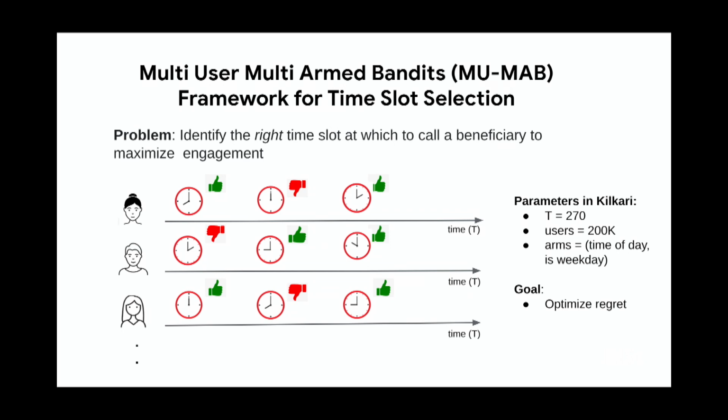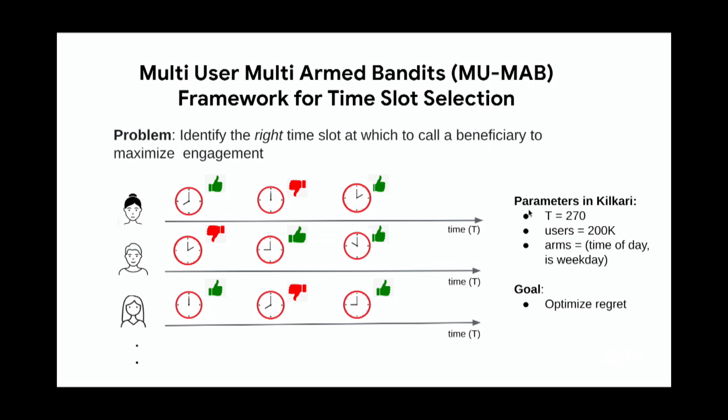Okay, so how do we pose this as a multi-user, multi-arm bandit problem? Each user is a beneficiary, and the arms for us are the time slots. When do you call the beneficiary? This problem nicely fits into the framework that I just described, because you really don't have any information about these beneficiaries, about their availability, phone availability, working hours, or anything. So all of this information is latent to us.